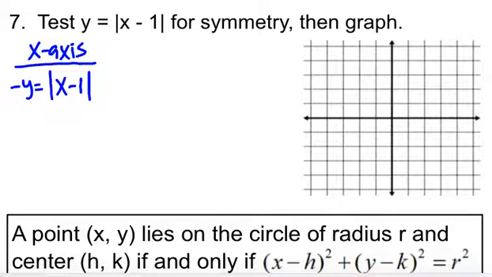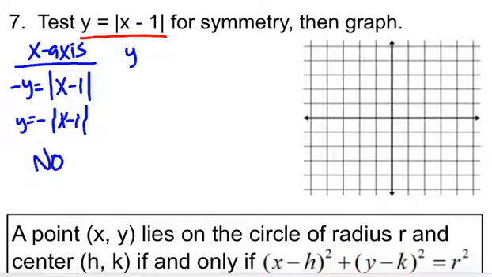And we can multiply both sides by negative 1. We get negative absolute value of x minus 1. So we compare that to our original up here, and obviously those are not the same thing. So this is a no.